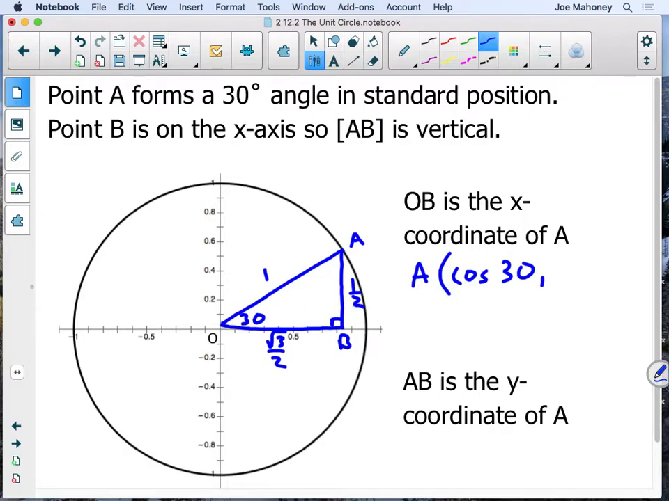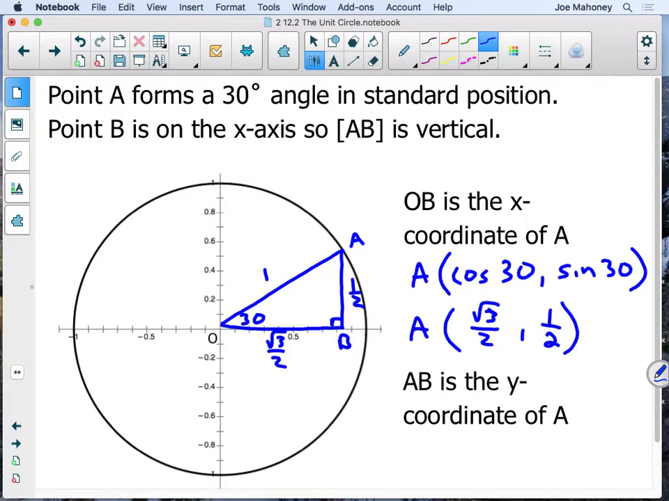And AB, the vertical side, is the y coordinate. So it could be called cosine 30, sine 30. But what we also know is that the cosine of 30 is the square root of 3 over 2, because that's our distance from O to B. That's the side opposite the 60-degree angle. And the height is 1/2.